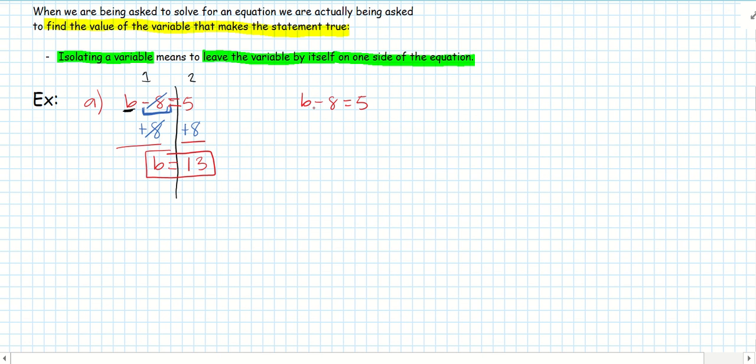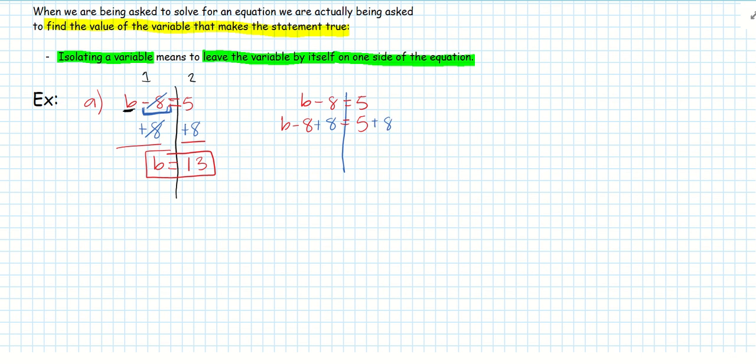But instead of having b minus 8 equals 5 and then adding 8 under the equation, they usually write it like this. So they go like b minus 8, and then they put plus 8 on the side, and then equals 5 plus 8.